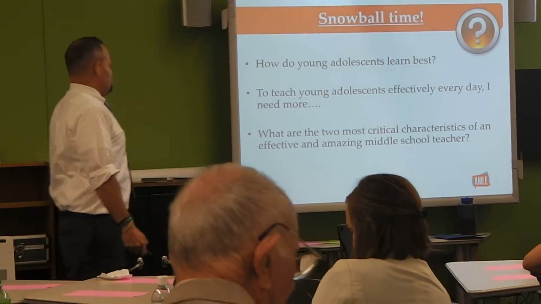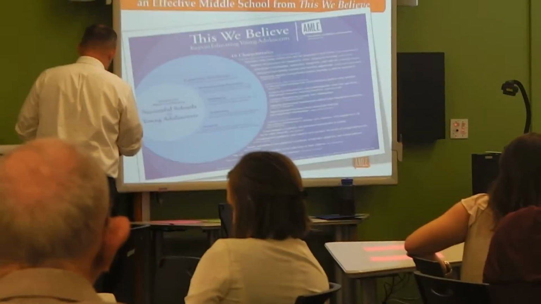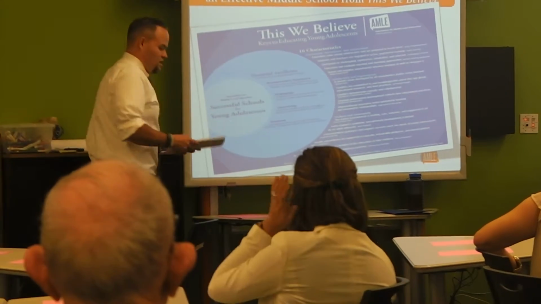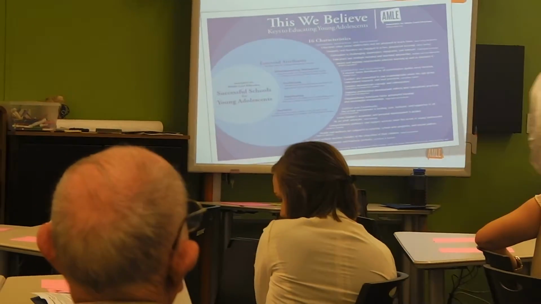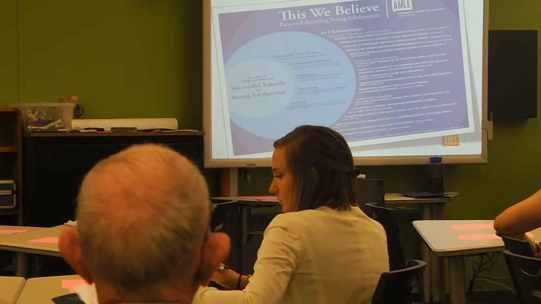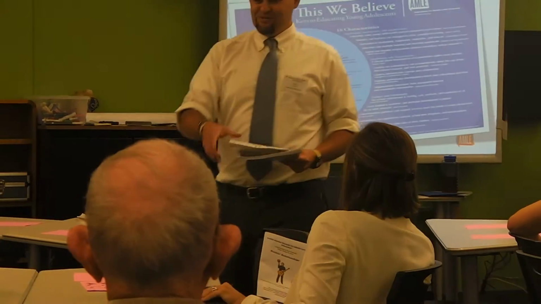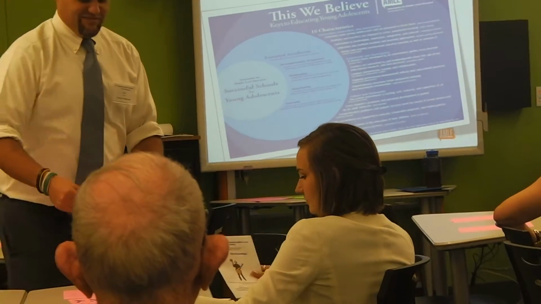All right, now that we've done some play, we can do some learning. So I'm going to hand out right to you. This is the graphic organizer about 16 characteristics of an effective middle school. From This We Believe. I know you all know that document, correct? All right, do you know what page this is on in the book? Page 14. That's right. I knew you knew it.